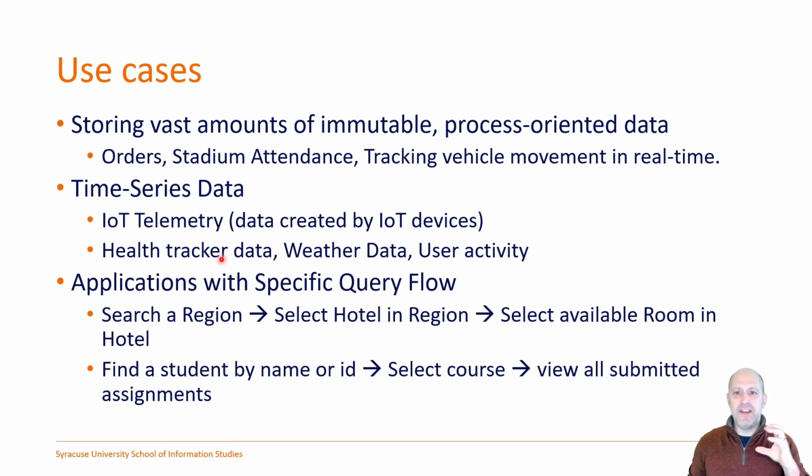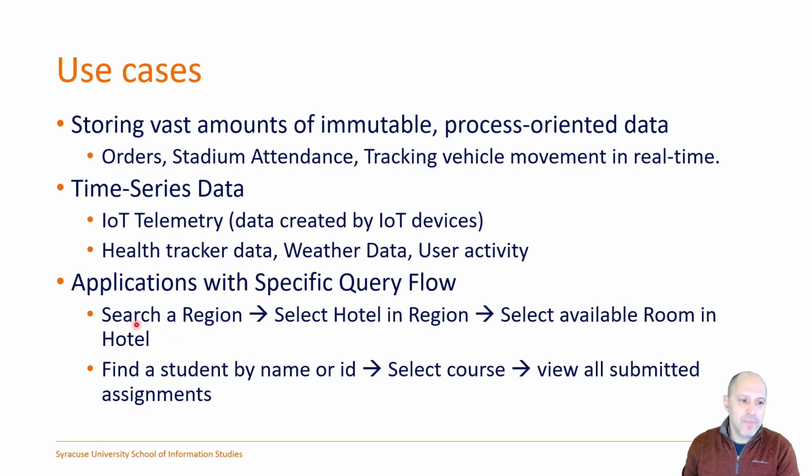If your application has a very specific query flow, you can design your wide column to support that query. And when you're designing an application around wide column, you do need to think about the queries that you are posing in the application. For example, you might search for a region, then select a hotel in the region, then select an available room by hotel. And each one of these would be a wide column table.